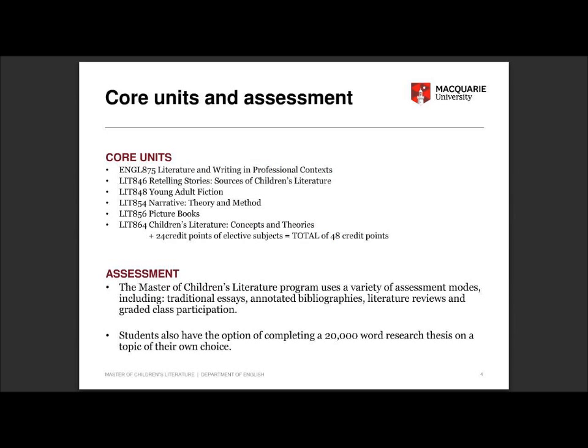Okay, so the core units and assessment. We have 24 credit points of core units. And the core units in our program are retelling stories, sources of children's literature, which looks at the way in which traditional stories are retold for children. I'm going to come back to the capstone in a second, the ENGL 875. I'll just talk to the other ones first.